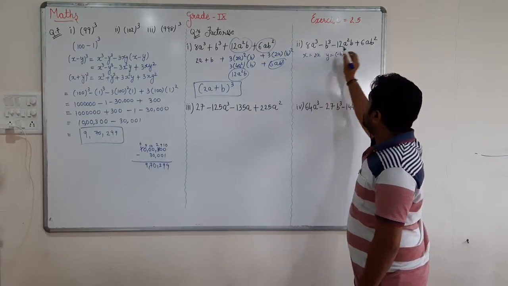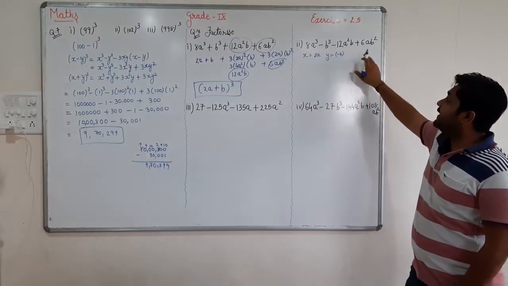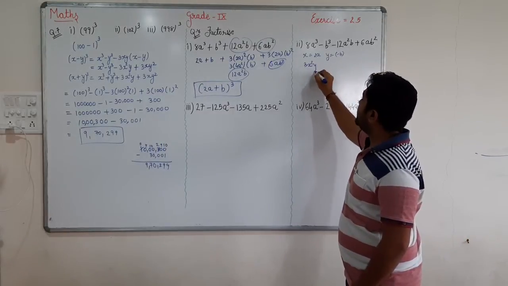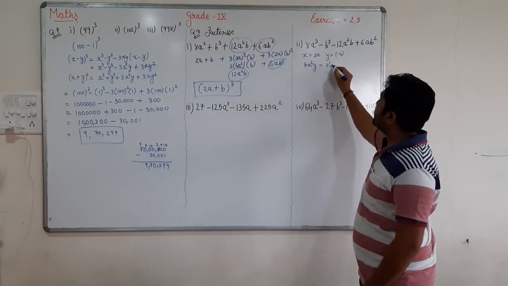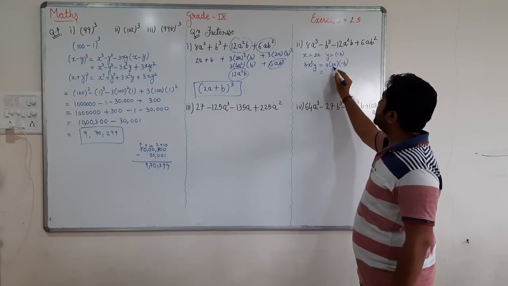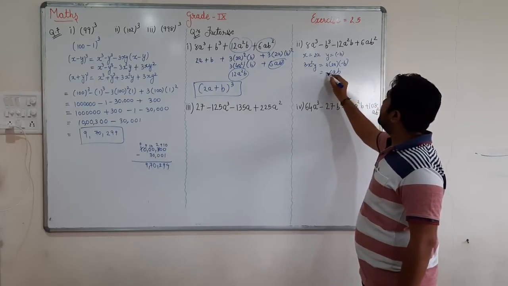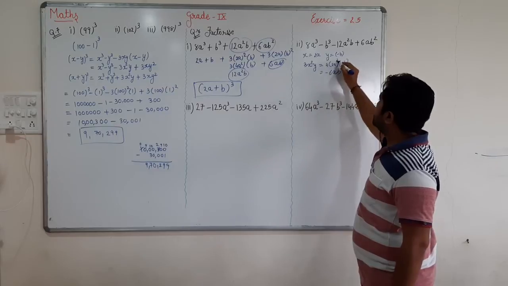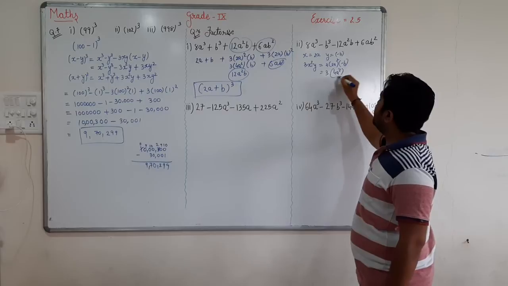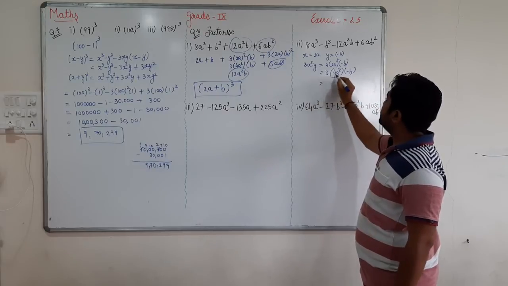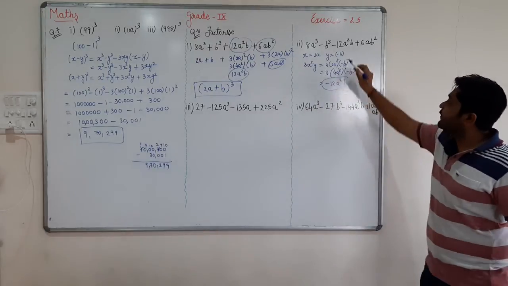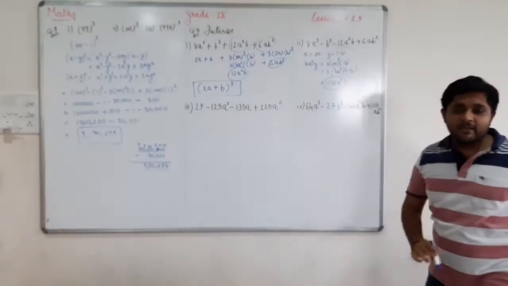So now 3a square b and 3ab square. If you find out 3x square y, so we will get 3. Our x is 2a and our y is minus b. Sorry, here 4 square is there. So 4a square and minus b. 3 4s are 12a square b. But 12a square b is minus. So we will get here minus 12a square b.